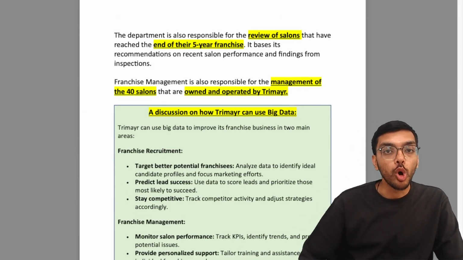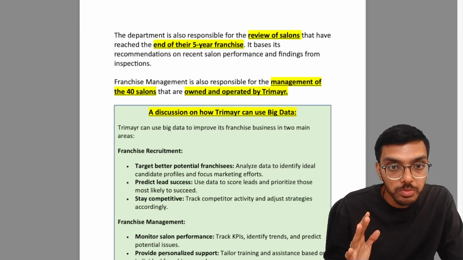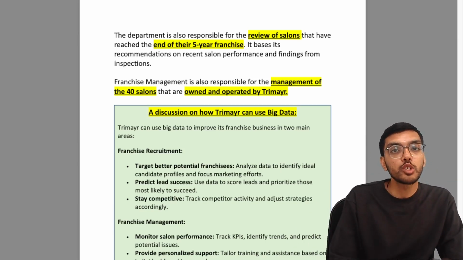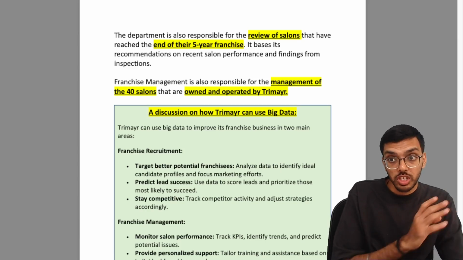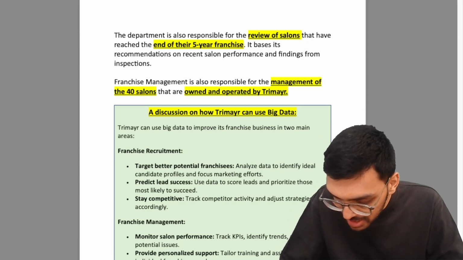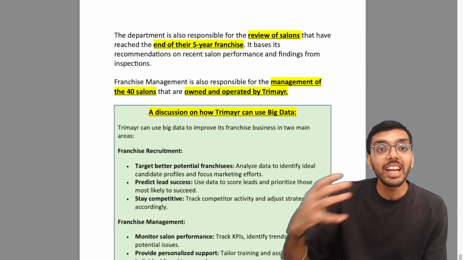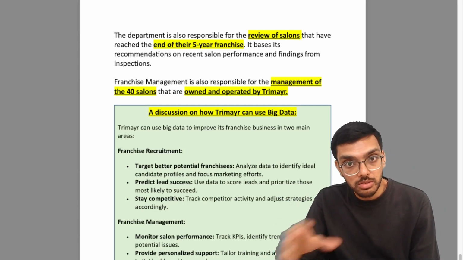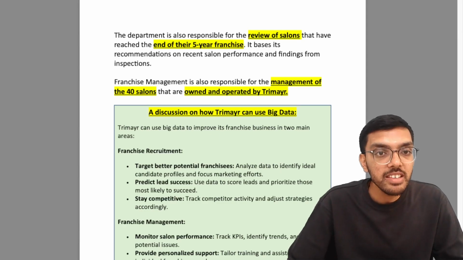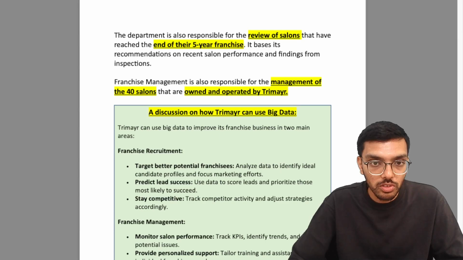The department is also, transfer pricing, just to remind you all, is a very important topic from P2. The department is also responsible for the review of salons that have reached the end of the 5-year franchise. So this department helps with management of the business, plus calculates our royalties, plus decides the renewal at the end of the 5-year cycle. It bases its recommendations on recent salon performance and findings from inspections.